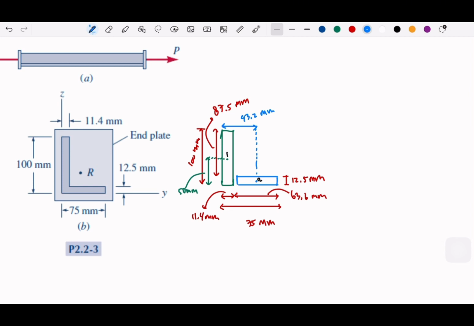Okay, so I'm trying to describe all the possible lengths, and then we can write the A1 for the area. It will be 11.4 multiplied with 100. And area 2 will be 12.5 multiplied with 63.6, which gives you 795 millimeters squared. Okay.